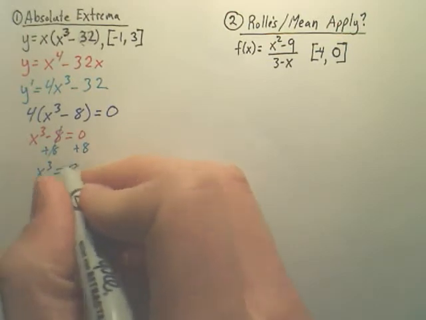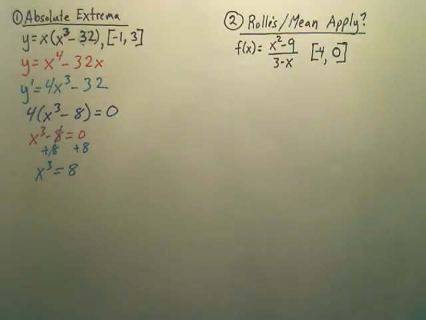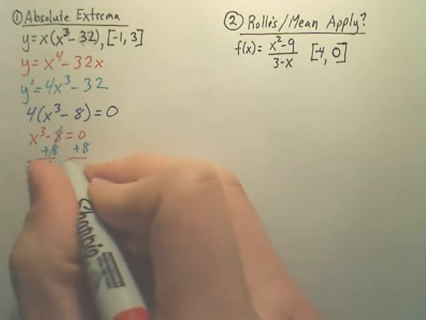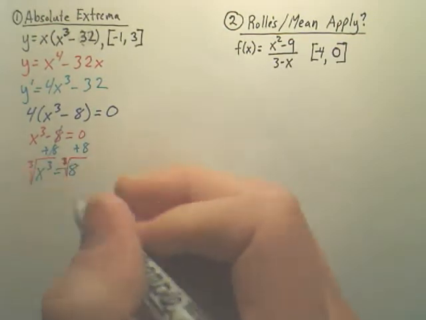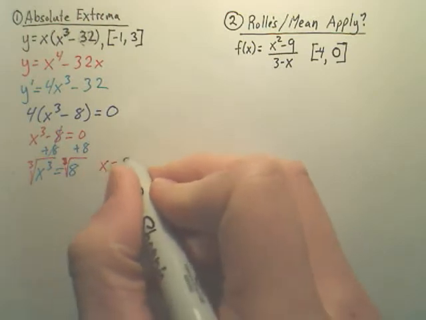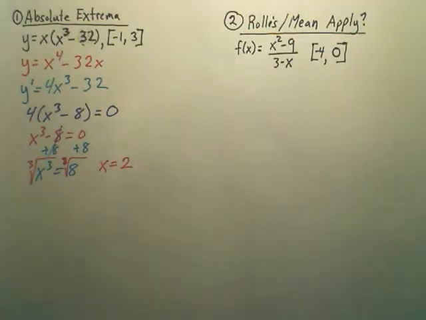x to the third equals 8. What to the third gives you 8? Well, to get rid of the third power, you cube root. And the cube root of 8, you end up with x equals 2. Not positive or negative 2, just 2. So that is a relative max or min, possibly. It's a critical number.